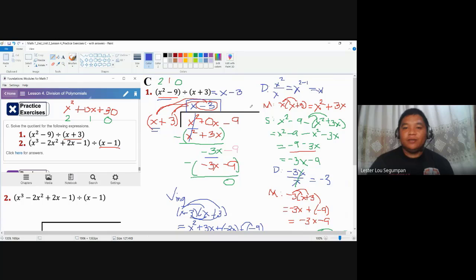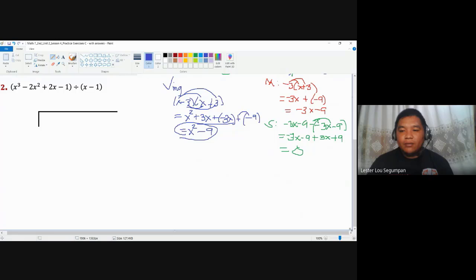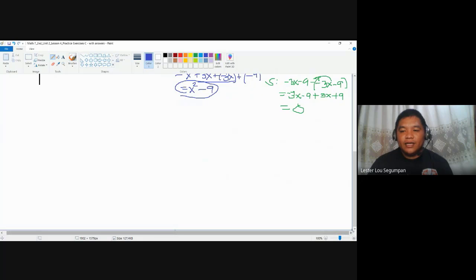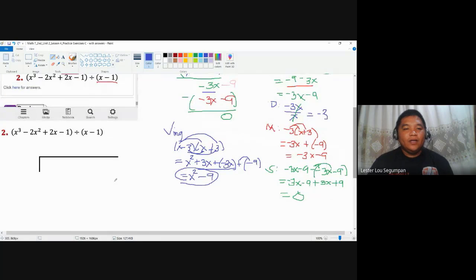This is the challenge for number 1. Let's just continue to number 2. And before that, I believe I need more spaces here. Okay, just to emphasize the purpose of item number 2. Now, for item number 2, we don't actually have a concern with the decreasing order of degree of the terms, because if you're going to check, this has degree 3, this has 2, 1, and 0. So all decreasing degrees of the terms for the dividend are already there, complete.